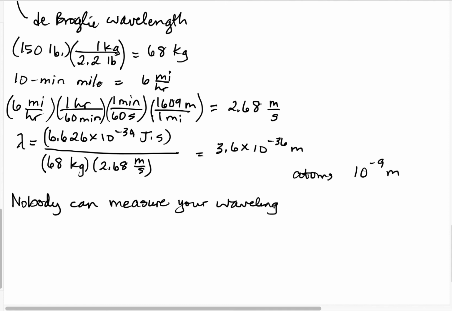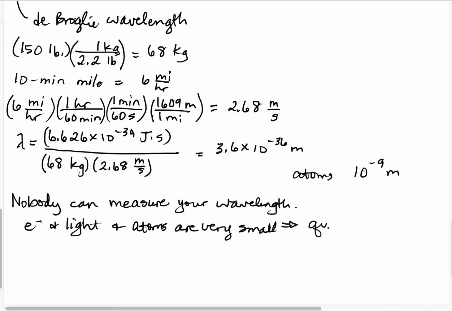I think the way that people tend to think about this is that electrons and light and small atoms, just atoms in general, are very small. We call them quantum sized. And anything in this quantum world does not behave like things in our macroscopic world.